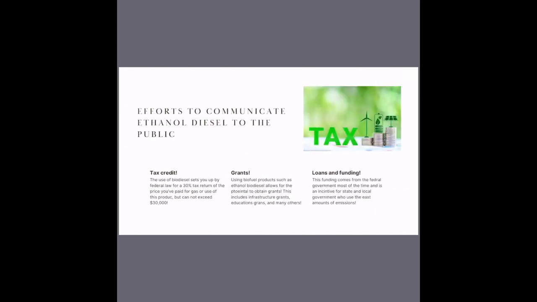The next slide just goes over pretty much how they're encouraging ethanol biodiesel to be used and communicated to the public. This can be seen in tax credit. There's a 30% tax return, but you can't exceed $30,000. There's grants for infrastructure, education, and many other things for the production of ethanol biodiesel, and loans and funding that are given by the federal government as an incentive to state and local governments for the least amount of emission.